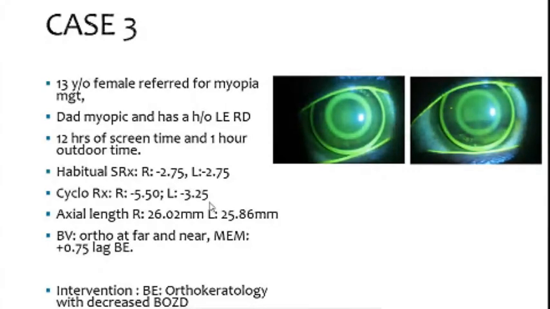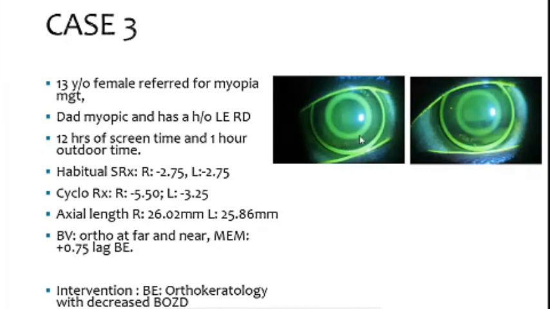This child's habitual prescription is about -2.75 in both eyes. However, present cycloplegic refraction was -5.50 right eye, -3.25 in the left eye. Look at the axial length difference. We see that axial length is about 26.02 in the right eye and 25.86 mm in the left eye. We see that the patient is ortho at far and near. BM is about 0.75. Parents were fine with proceeding with orthokeratology, so we did orthokeratology.